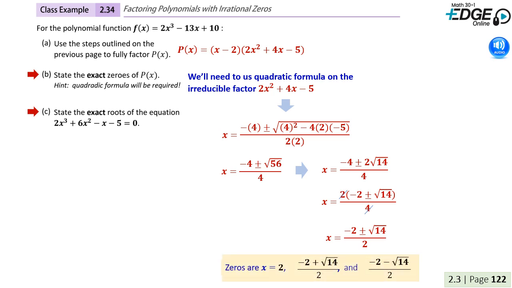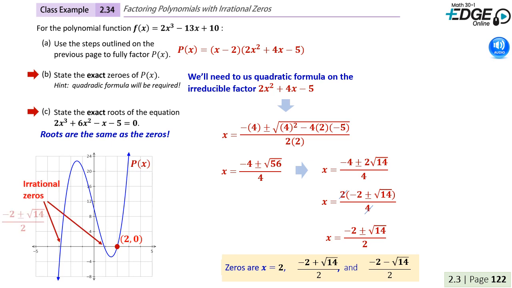So our 3 zeros are the one coming from the x minus 2 factor, and then, as the quadratic formula states, negative 2 plus root 14 over 2, and negative 2 minus root 14 over 2. If we were asked to determine the exact roots of the equation 2x cubed minus 13x plus 10 equal to 0, well, those would be the same as the zeros of the function. Remember that the zeros of a polynomial, which in this case is f of x equals 2x cubed minus 13x plus 10, are the same as the roots of the equation 2x cubed minus 13x plus 10 equal to 0.